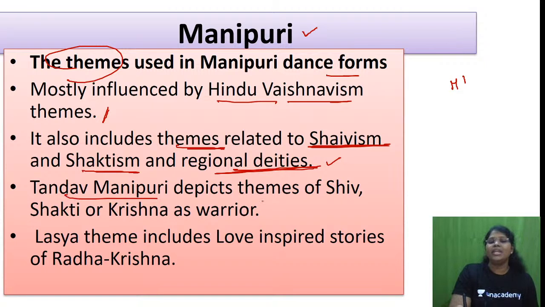Tandava. Manipuri depicts, what is Tandava? Of course, I told you, Lord Shiva is a very great dancer. Whenever he is happy, he used to perform Ananda Tandavam. And when he is very angry, he used to represent his anger through dance as well. So Shiva Tandavam. Tandava Manipuri depicts themes of Shiva, Shakti, or Krishna as a warrior. Is this fine?